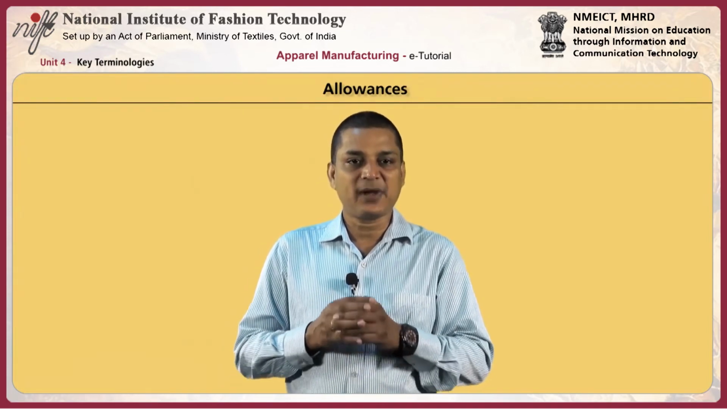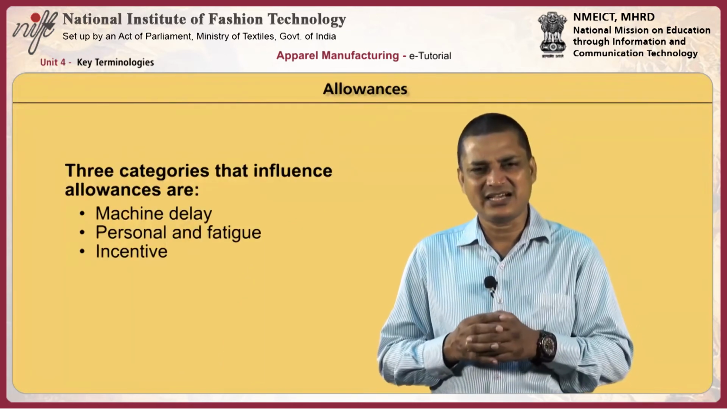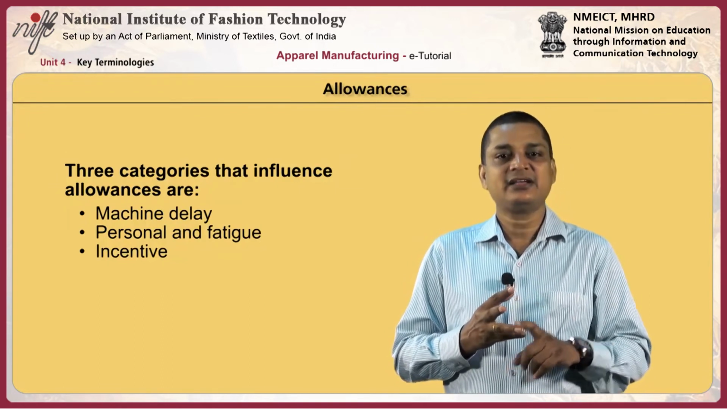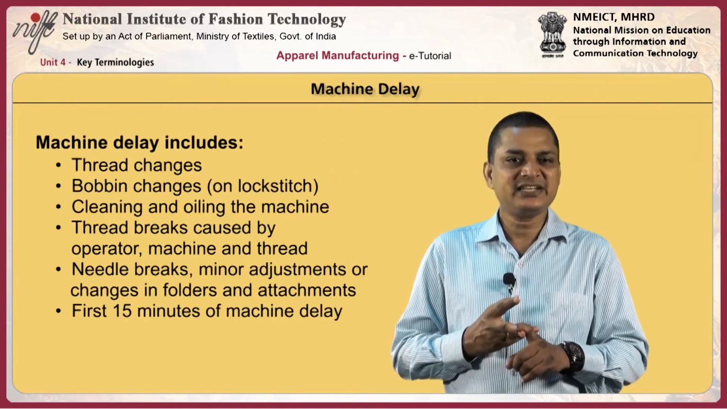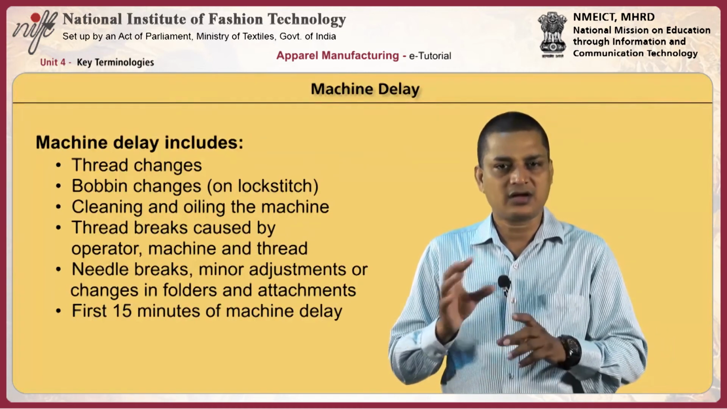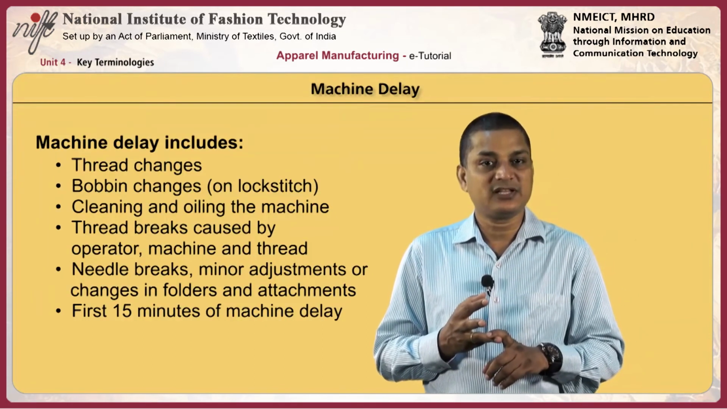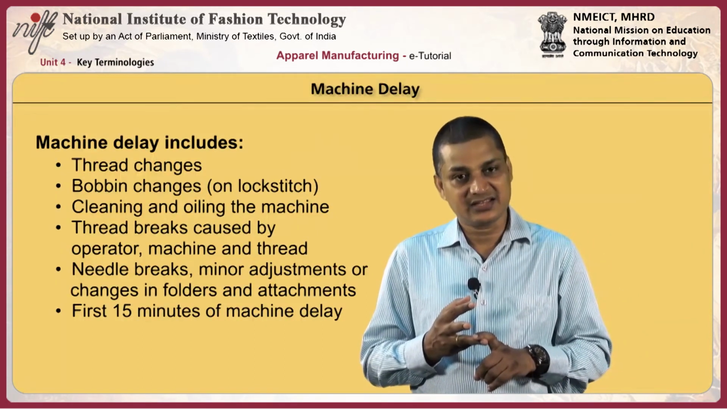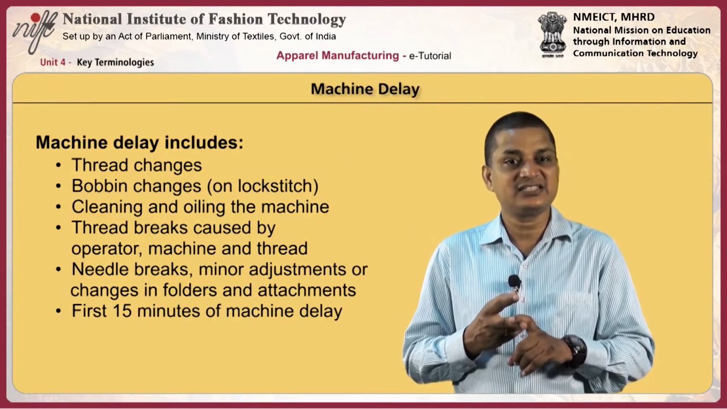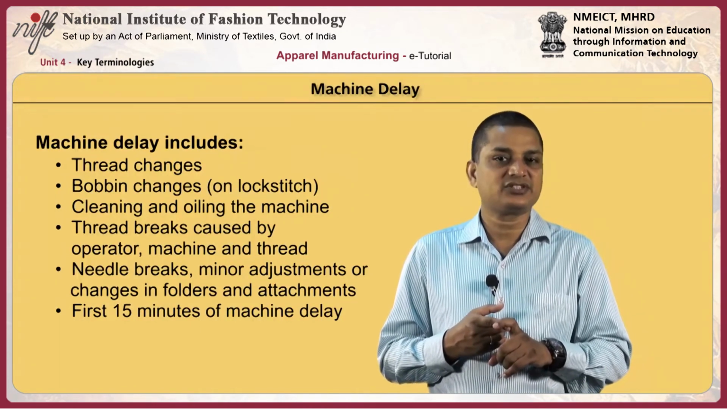The operator applies herself to her work. Three categories are recognized: machine delay, personal and fatigue delay, and incentive. Machine delay includes the following: thread change, bobbin changes on lockstitch machine, cleaning and oiling of the machine, thread break caused by the operator, machine and thread, needle break, minor adjustment or changes in folders and attachments, and the first 15 minutes of machine delay.